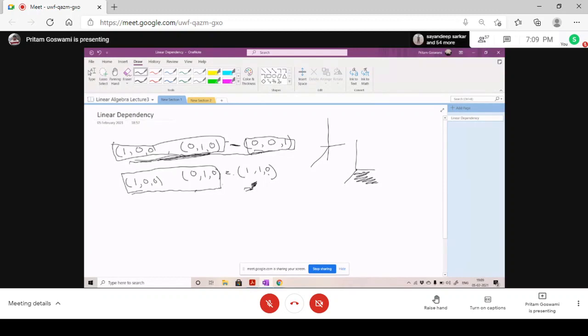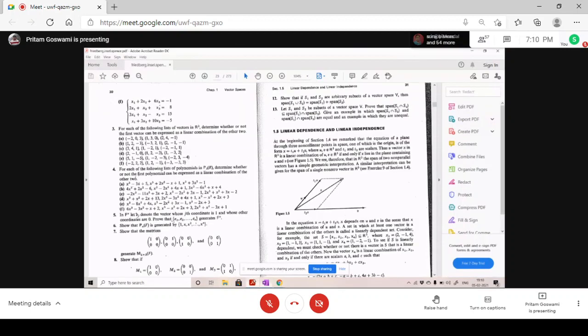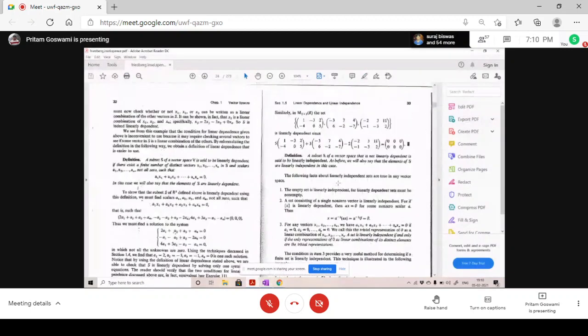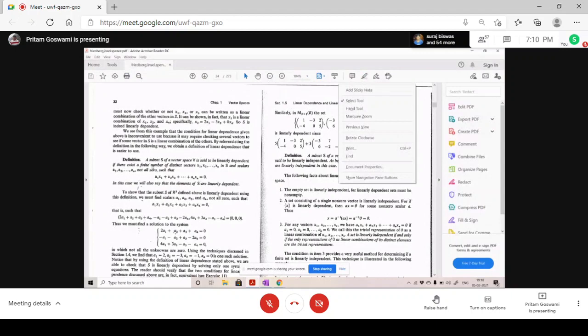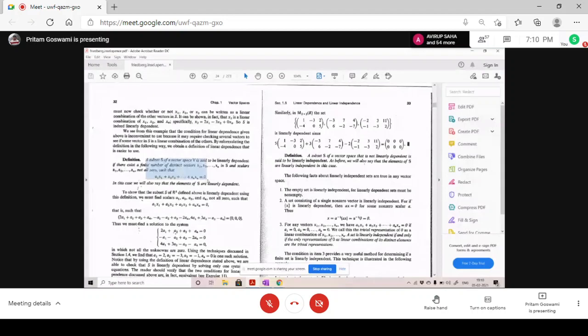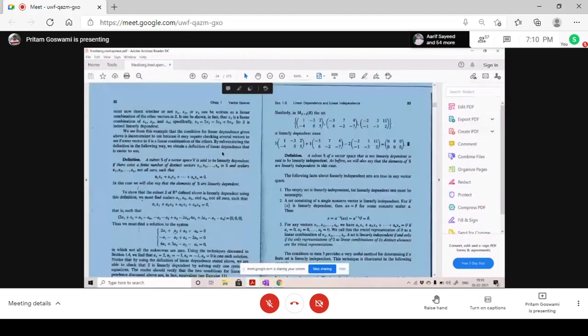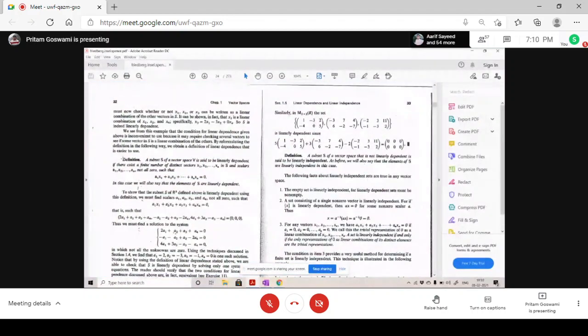Basically, what is the definition of linear dependence and independence? Here, suppose V is a vector space and S is a subset of that vector space. S doesn't have to be a subspace. It is a subset of this vector space V. Can you see it, you guys? Yes, sir.